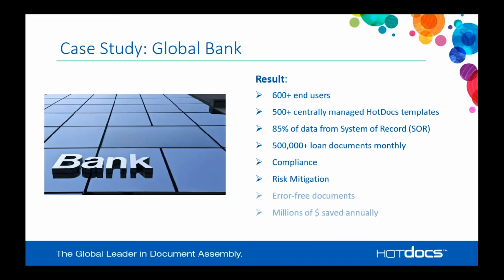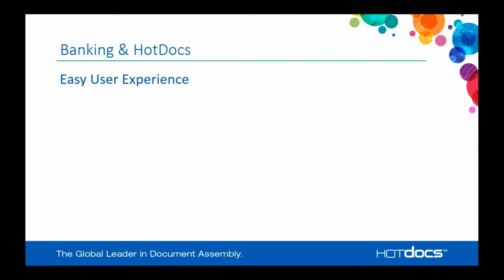So start checking the box now. They've got compliance. They know what types of documents they're going to get. They know for the documents that they've created through HotDocs, they know what they're going to get. So they are mitigating the risk. They're being efficient, and they're getting error-free documents. And they're literally saving millions of dollars because the return on investment is coming from how quickly they're able to turn around these documents in various business units.